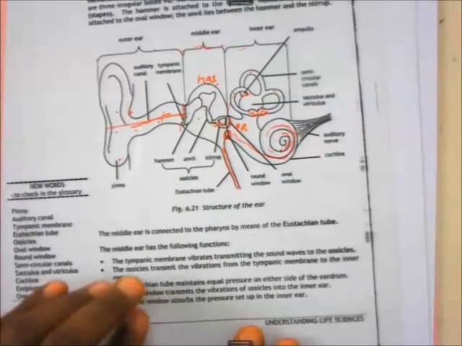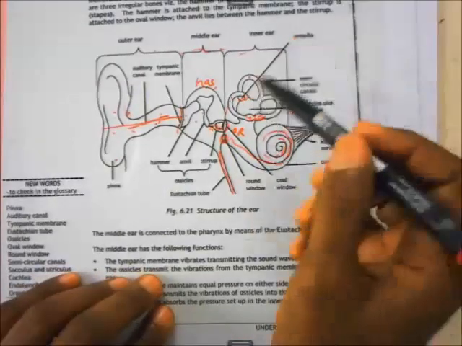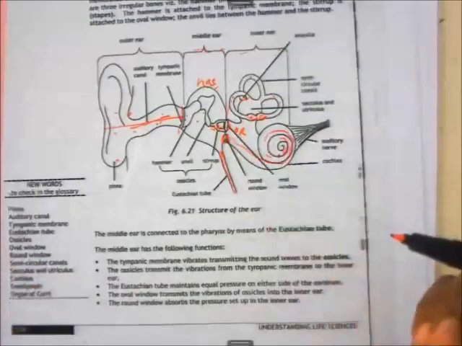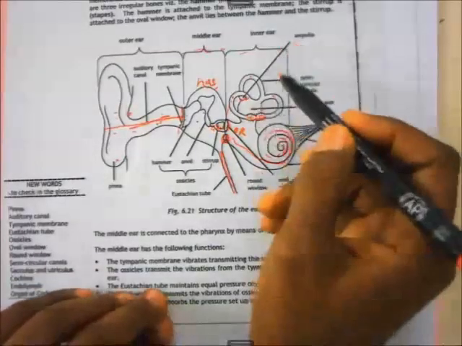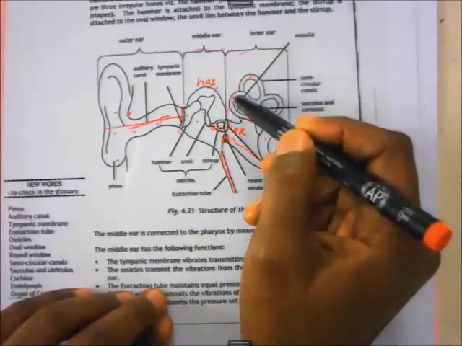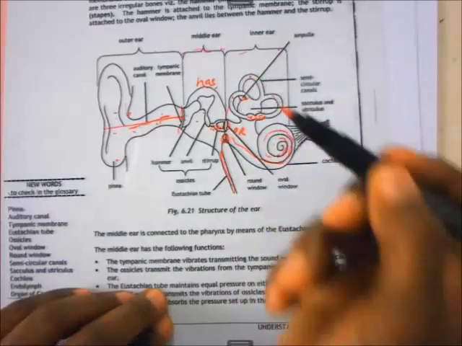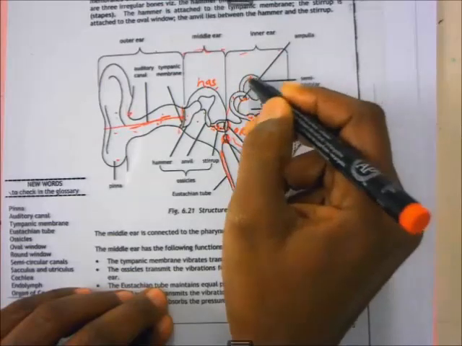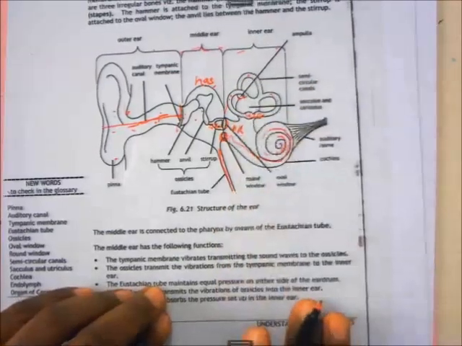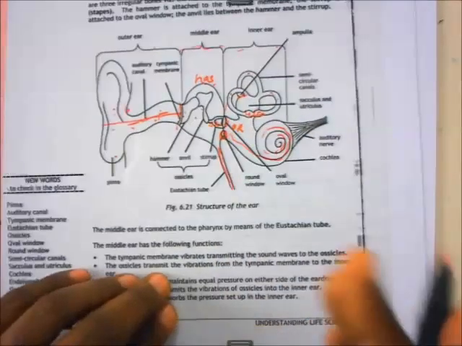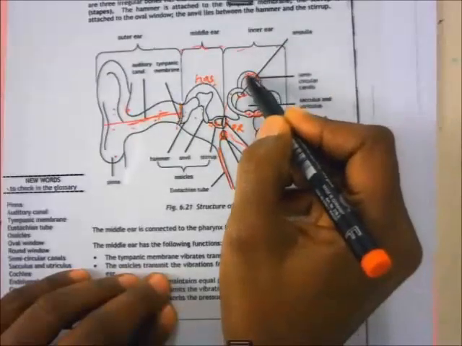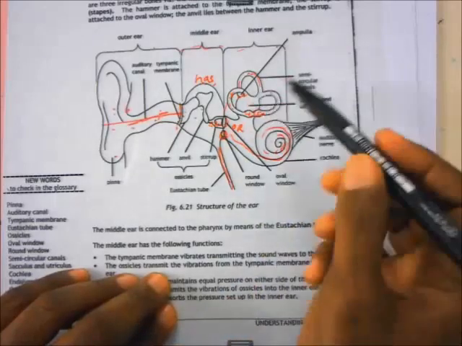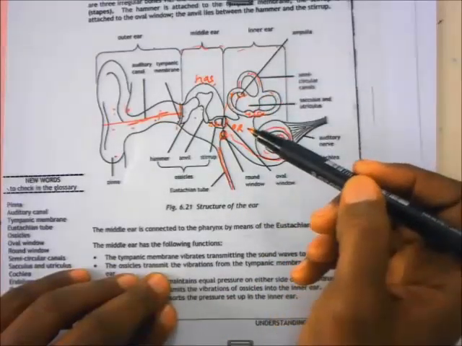And then, okay, coming to the inner ear, I said that the inner ear is made up of the three semicircular canals. What we need to know about the three semicircular canals is that they are at right angle to each other, and inside the three semicircular canals there is a fluid. The name of the fluid is called the endolymph.